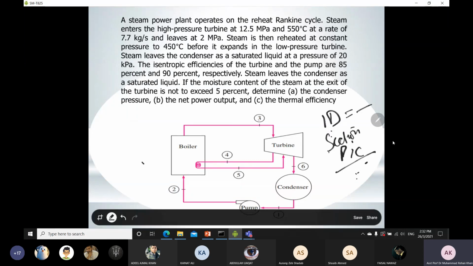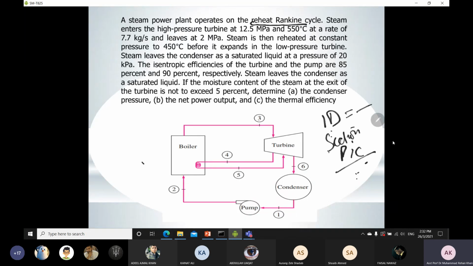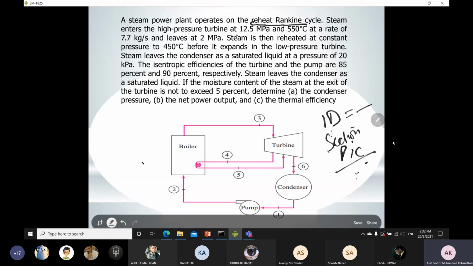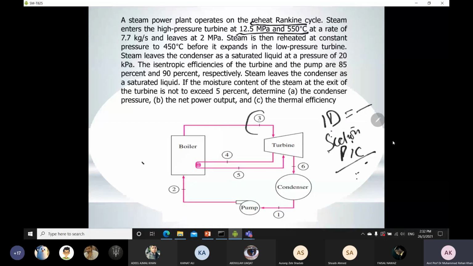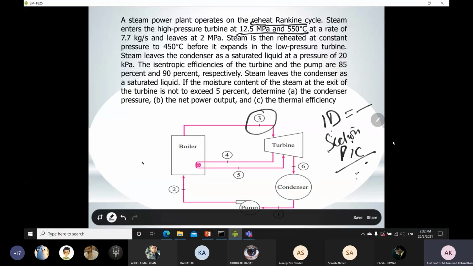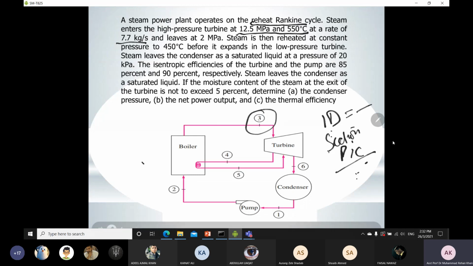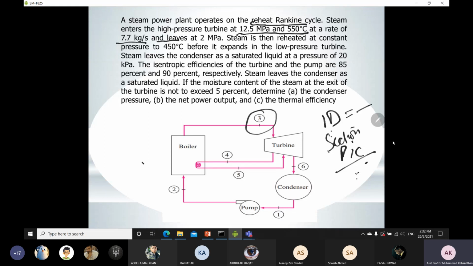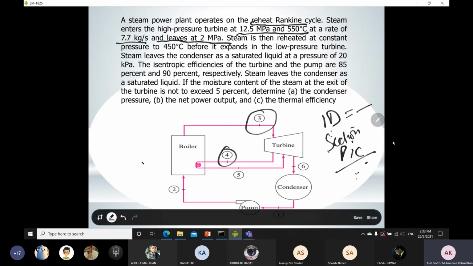A steam power plant operates on the reheat Rankine cycle. So first we already know that it is a reheat Rankine cycle. Steam enters the high pressure turbine, so we know that over P3, this is your high pressure turbine, and 550 degrees Celsius temperature is also given at 3, at a rate of 7.71 kilograms per second. So the mass flow rate is also given there. Previously we had to find the mass flow rate in the previous question. And it leaves at 2 megapascal, so P4 is also given, which is 2 megapascal.